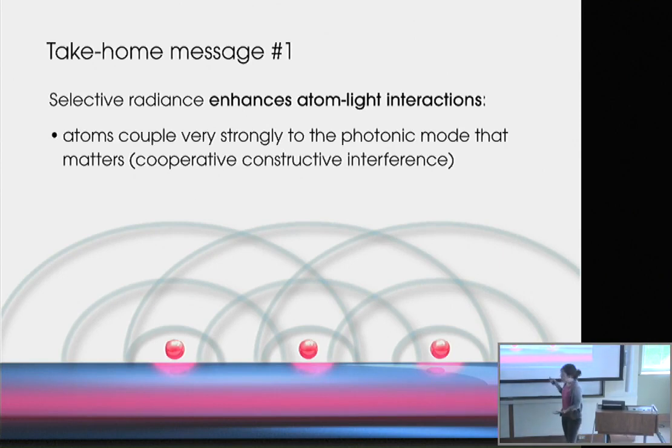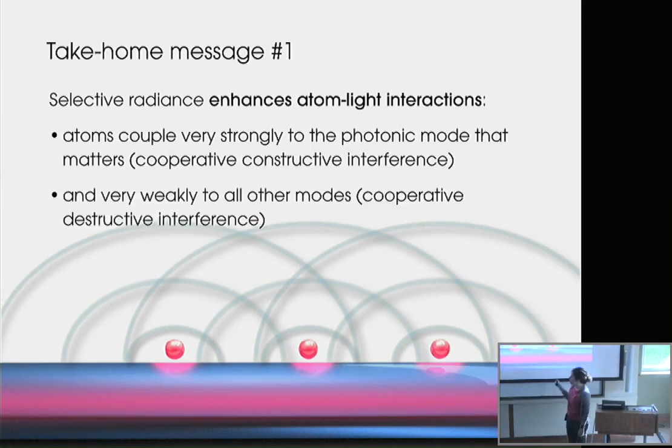And this is the number one take-home message of my talk, that selective radiance can enhance atom-light interactions, because the atoms are going to be superradiant into the mode that we care about, and are going to be subradiant into the modes that we don't want, those free space modes. And this is precisely what you want if you want to design an enhanced atom-light interface.